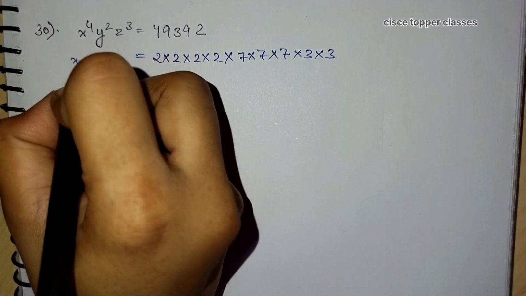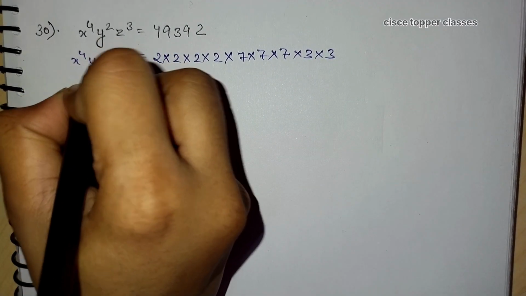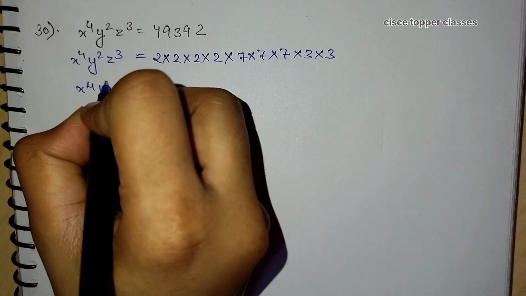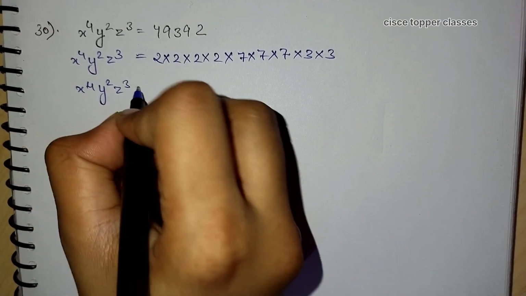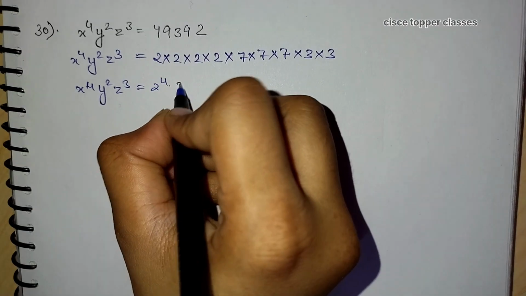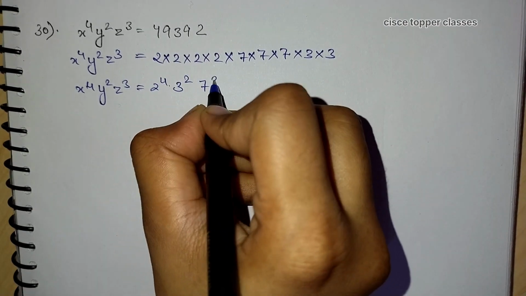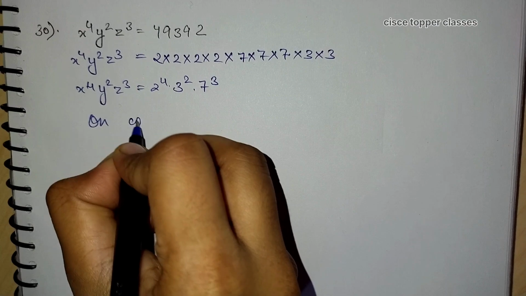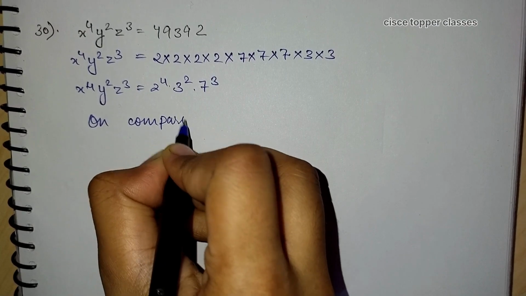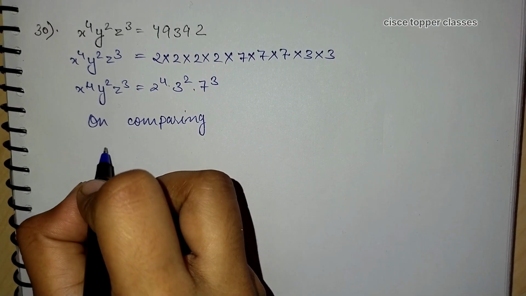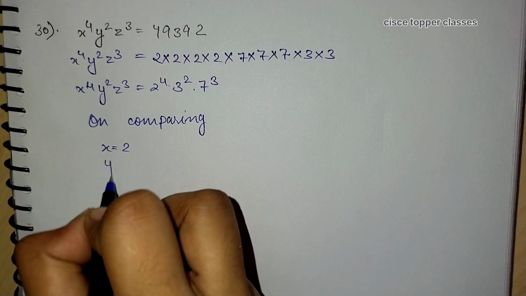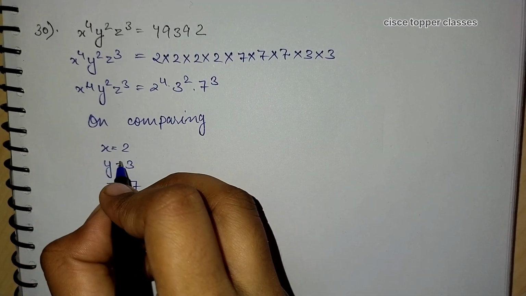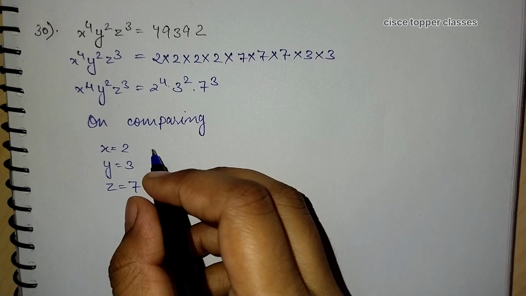Now we can compare x to the power 4, y to the power 2, z to the power 3. Here also we can write it in terms of power. So it will be 2 to the power 4, 3 to the power 2, 7 to the power 3. On comparing the values of x, y, z, we will get x as 2, y as 3, z as 7. So this is the final answer in the 30th question.